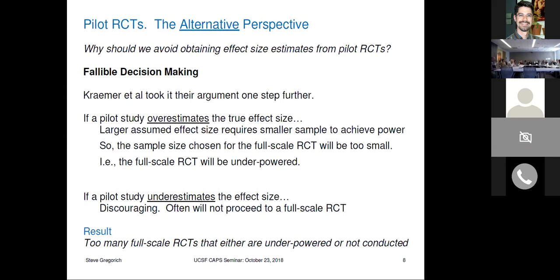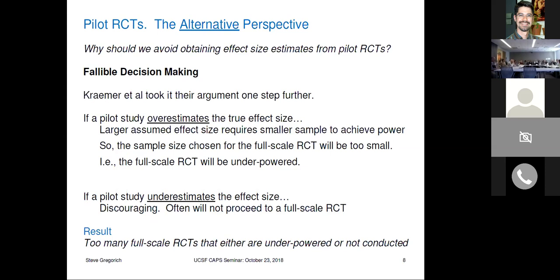So just to summarize, the risks of getting effect size estimates from pilot RCTs: unreliable effect sizes, full-scale RCTs that are conducted but underpowered or abandoned, and full-scale RCTs that lack equipoise, or at least on the face of the evidence from your unreliable effect size estimates may lack equipoise. But the goal instead is acceptability and feasibility.